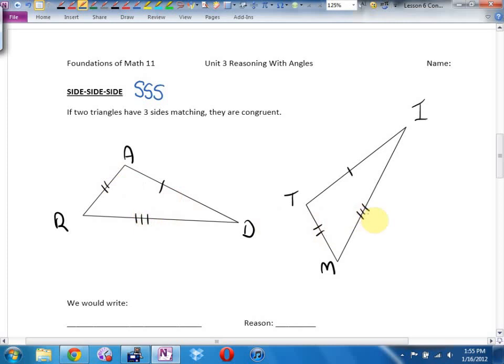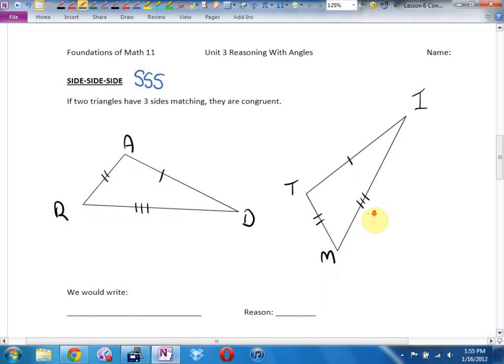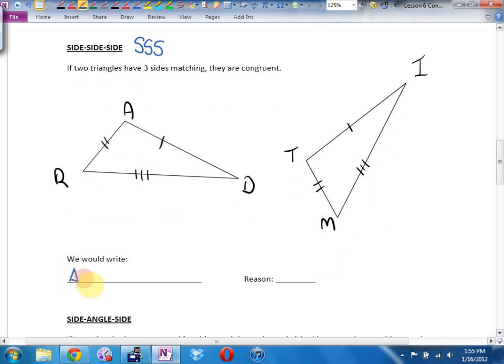We could write this. Triangle ADR is congruent to triangle. What does A go with in the second triangle? T. What does D go with in the second triangle? I. And what does R go with in the second triangle? M. Reason, not alt int, not vertically opposite. Reason.